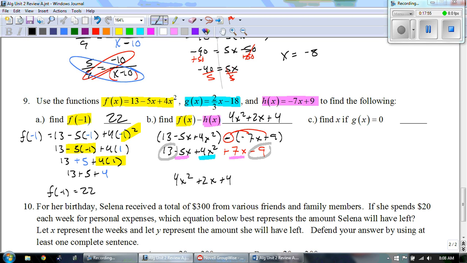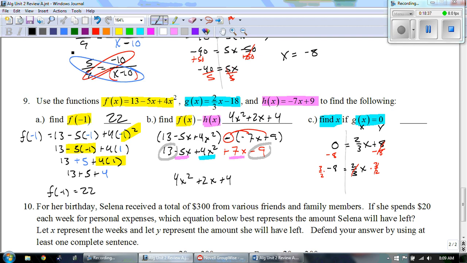Okay, for the last one, they're saying find x when g of x equals 0. Okay, so they're saying that, remember, this is our x and this is our y, so 0 equals 2/3 x plus 8. Okay, and then we just solve. So I'm going to subtract 8 to both sides. 0 minus 8 is -8, and that equals 2/3 x. And to solve, I need to multiply by the reciprocal.